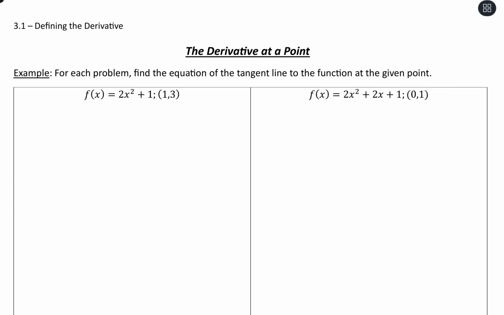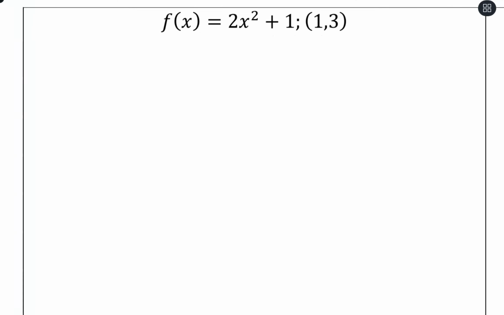So here we're just going to get a few more examples of finding that equation of the tangent line given a point and given a function. And what we're working with here is that the first derivative is going to give us the slope of that tangent line, which we calculate by taking the limit as h approaches 0 of f of x plus h minus f of x all over h. Okay, so let's go through these together.